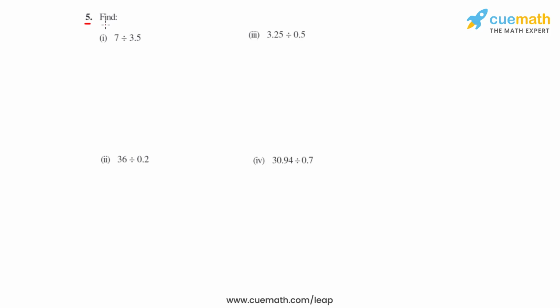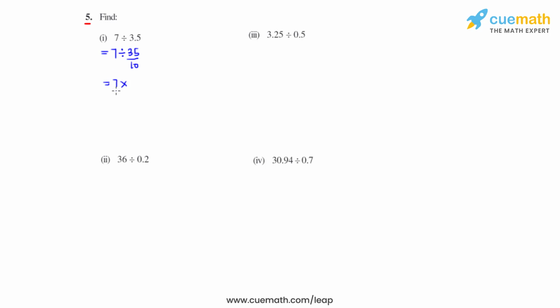Question number 5 says to find the value of the division given in each of the bits. We'll be starting with the first bit where we have 7, which is to be divided by 3.5. Now we can write it as 7 to be divided by 35 over 10. Now we can write 7 divided by 35 over 10 as a product if we reciprocal 35 over 10.